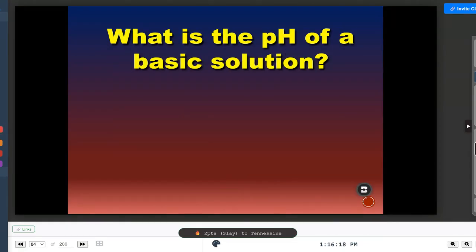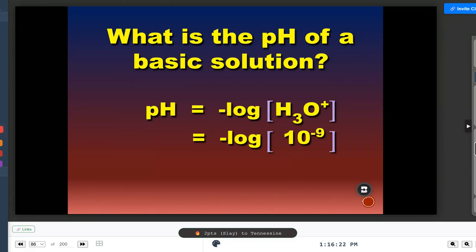If we choose any sort of random basic solution, let's say something with 10 to the negative 9th, then that pH is going to be 9. Okay, you see how easy it is? So there's a mathematical connection. That's where we get our pHs.